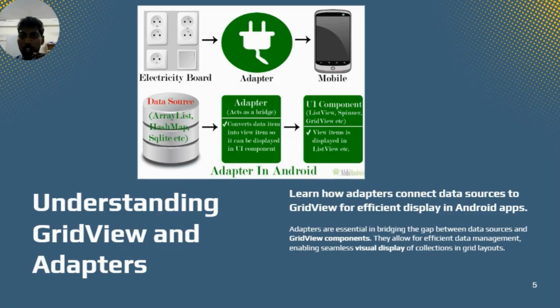So adapters are essential in bridging the gap between data sources and GridView components. They allow for efficient data management, enabling seamless visual display of collections in grids. So I think you got a basic idea of what an adapter is and how it works.